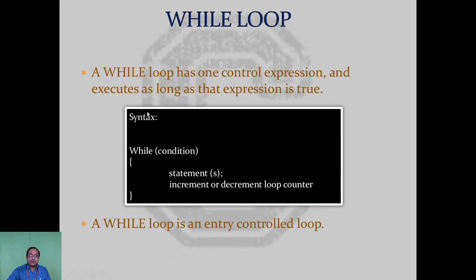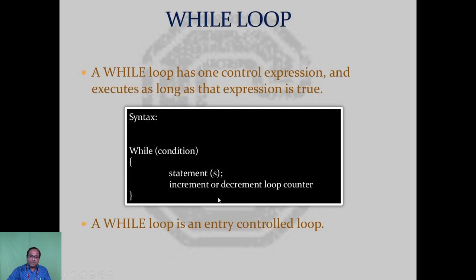Here is the syntax for the while loop. I have already said that a looping statement has two sections: one is the condition part and the second is the body of the loop. Till the condition is satisfied, the statement will be executed. If the condition is false, it will come out of the loop. Here in the syntax, we use while, followed by the condition. If the condition is satisfied, the statement will be executed.